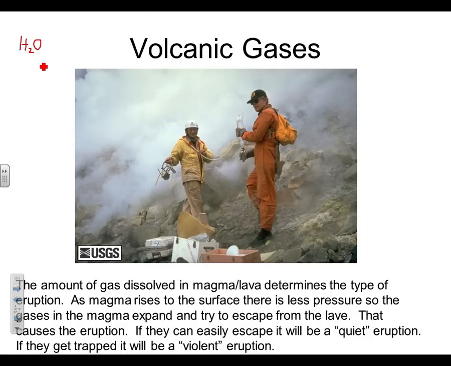What are some of the other gases? Carbon dioxide, CO2, is a very common gas that comes out of volcanoes and comes out of lava. Another one is SO2, sulfur dioxide. If you've ever been near a volcano or Yellowstone, a place that has volcanic activity, you might think of that rotten egg smell. There's lots of sulfur dioxide, and then also sometimes H2SO4, some sulfuric acid, that's going to come out also. So lots of sulfur in that.